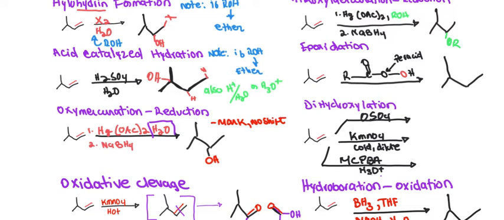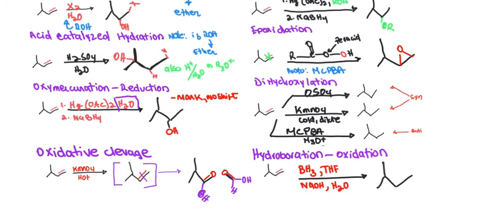For epoxide formation, you're going to eliminate again your double bond, and you're going to replace it with your epoxide. For this case, please know that you can also see this reagent as MCPBA.